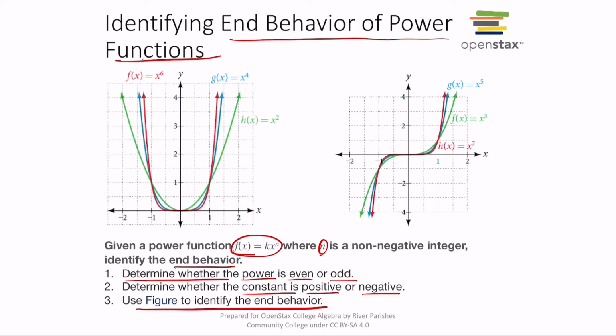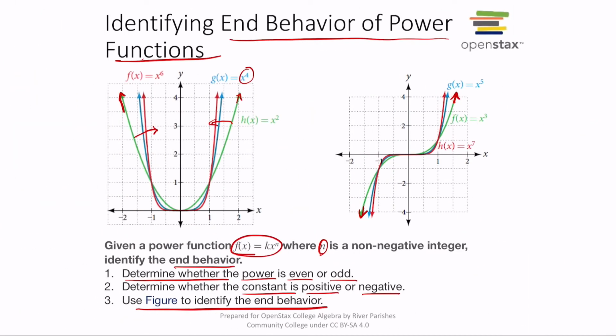Now, if it's an even power, both ends always face upwards. In odd powers, the right end faces upward and the left end faces downward. The higher the power, the closer the graph stays to the axis. So this is the behavior of power functions.